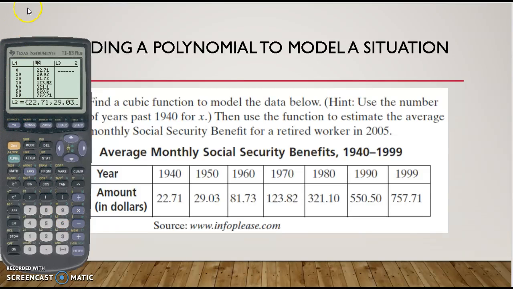Now it says to let the x values be years after 1940. So 1940 I plugged in the year 0, 1950 was 10, 1960 was 20, and so on. So these are my x values here, my list 1, and then my y values are the $22.71. You can see, boy, it really went up quickly, starting in 1970 and going up through 1999. And so we plug those numbers into our calculator.